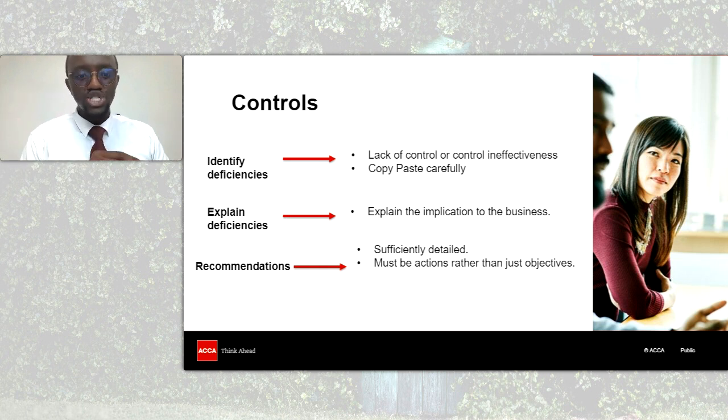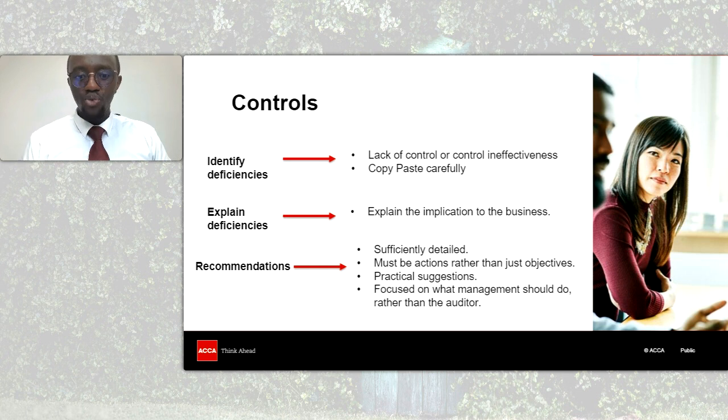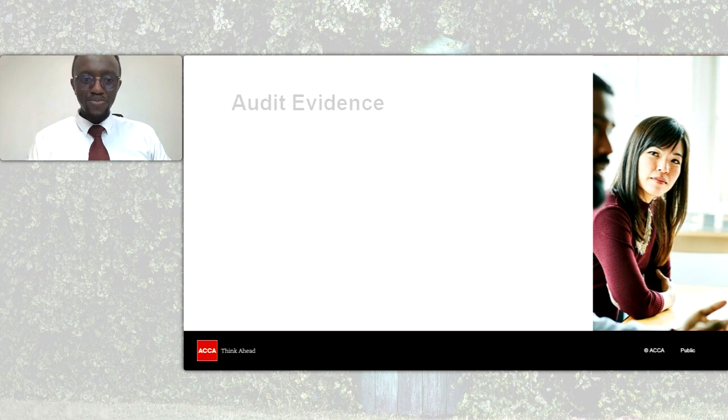So that's why with recommendations, we don't use "ensure that". Because if you use "ensure that", how do we ensure? So run away from objectives, give actions. Give actions, let them be practical. And then focus on what management should do rather than what the auditor should do. Okay, the recommendations are for the management to do, not for us, the auditor. Now, let me improve my speed a bit.